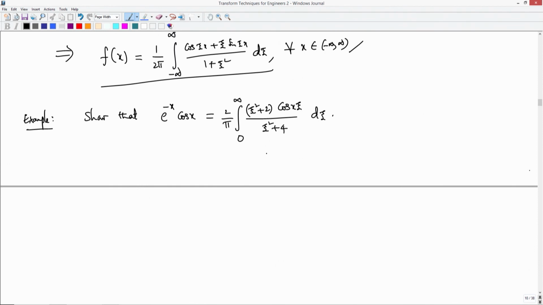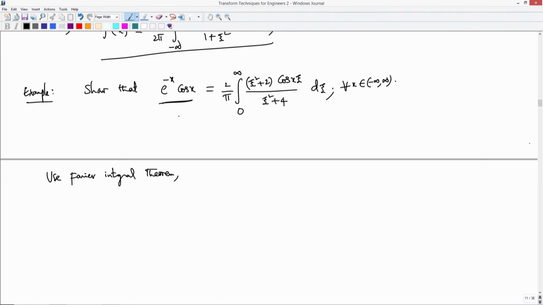So, we will use, again, you can clearly see that this is a continuous function. So, this is true for every x in minus infinity to infinity. Again we will try to use the Fourier integral theorem for this function over the full real line.